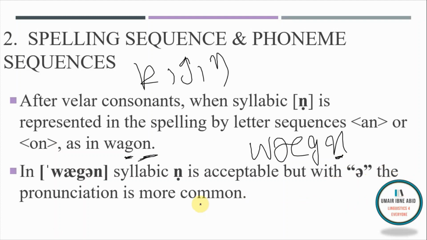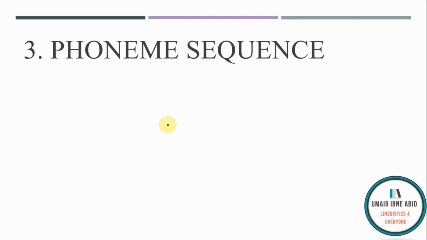It is more common. I am just giving you an example: you can find a word in which we have a k sound, and after k we have an on or an sequence. In that case, once again, n would not be syllabic most of the time. So this is the spelling sequence.